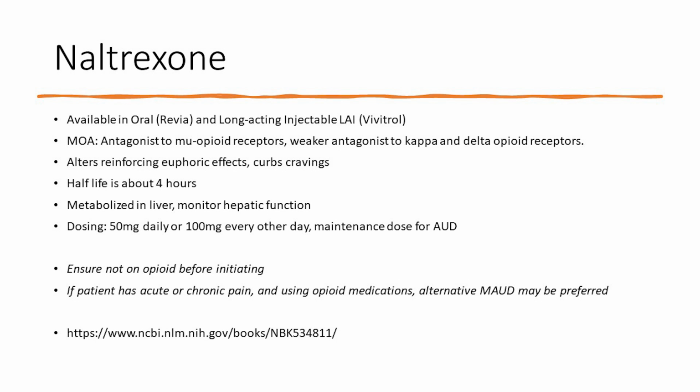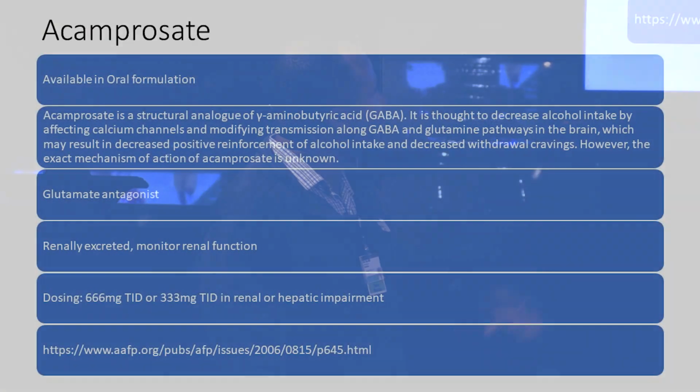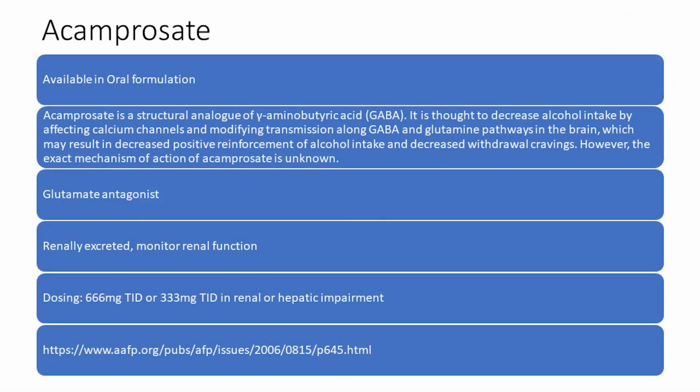And always be aware, it cannot be used if someone is on opioids, because it's an opioid antagonist. So if they have pain and they need opioid pain medicine, this is not an option for that patient. And also know when they last used an opioid when you want to start it. That way you don't make them go into a withdrawal when you get this started. So just some things to know about that. The next choice is acamprosate or Campral, also available in oral form.